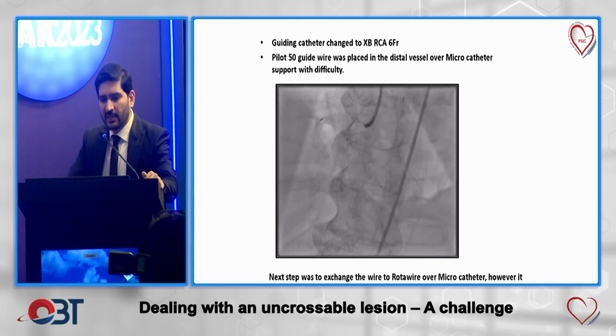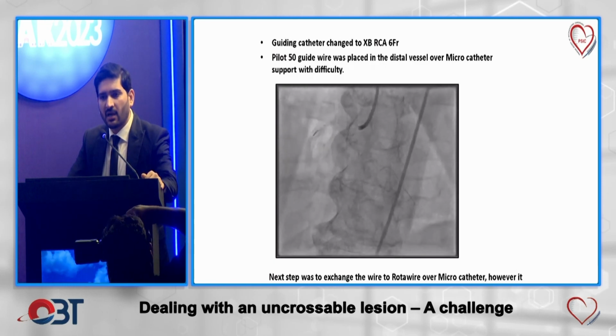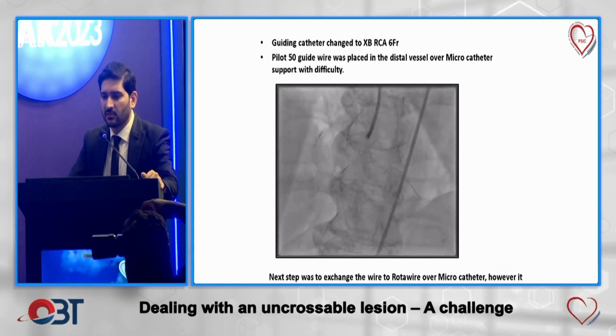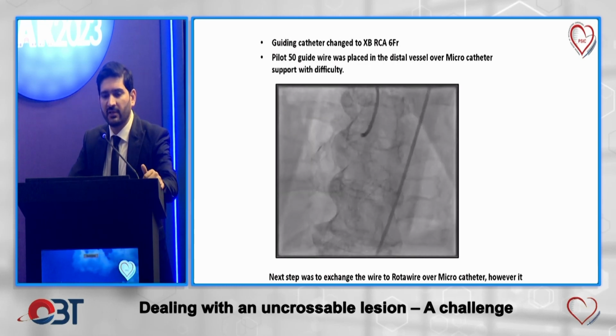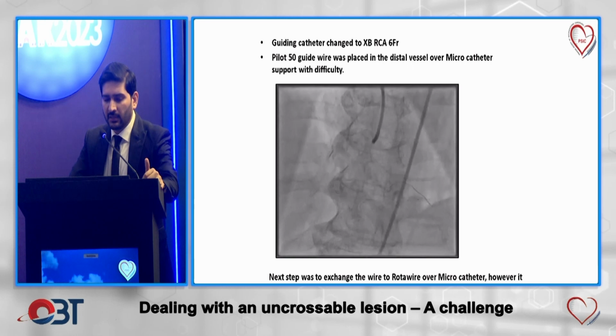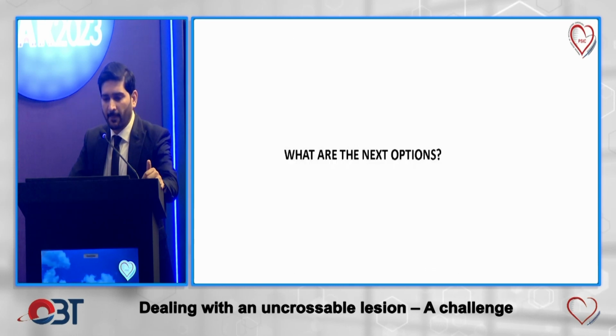So we changed the guiding catheter to an extra backup RCA 6 French, and the Pilot 50 guide wire was placed in the distal vessel over the microcatheter support with great difficulty. The next step was to exchange the wire to a rota wire over the microcatheter, however it wouldn't cross the lesion. So what are the next options?